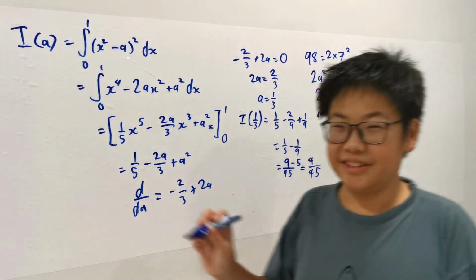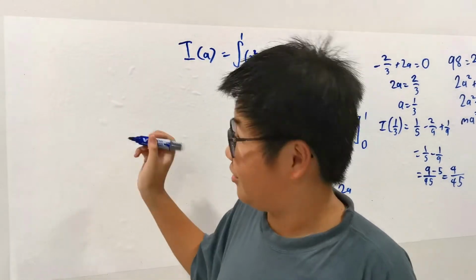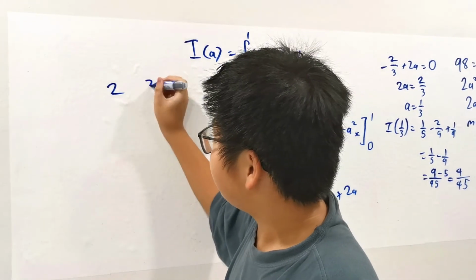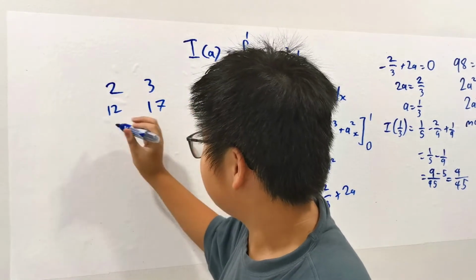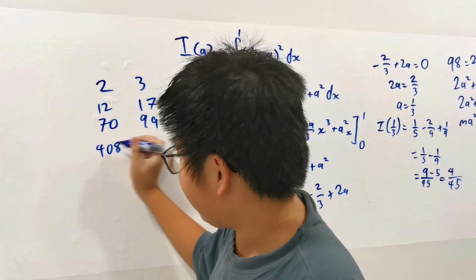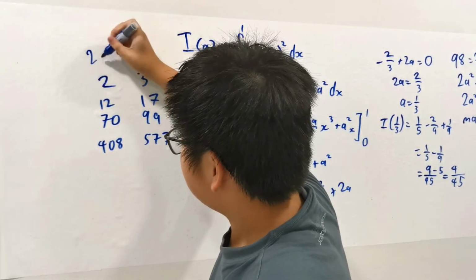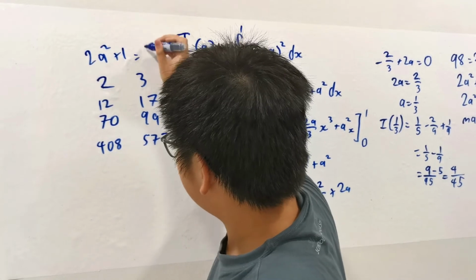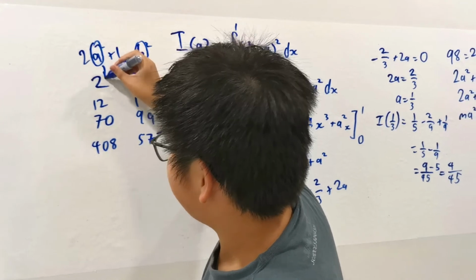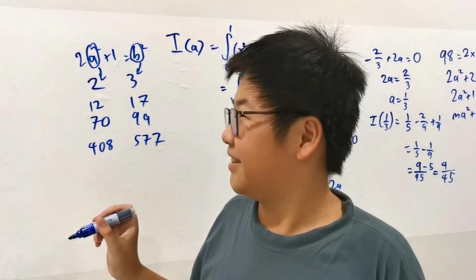Alright, so let's work out solutions to the Pell equation. We have 2, 3, 12, 17, 70, 99, 408, and 577. Thank goodness I memorized all of those. Now if you take 2 times a squared plus 1 equals b squared, so our b is this, and you want a to be here. Well, you can just test it, and you got it.